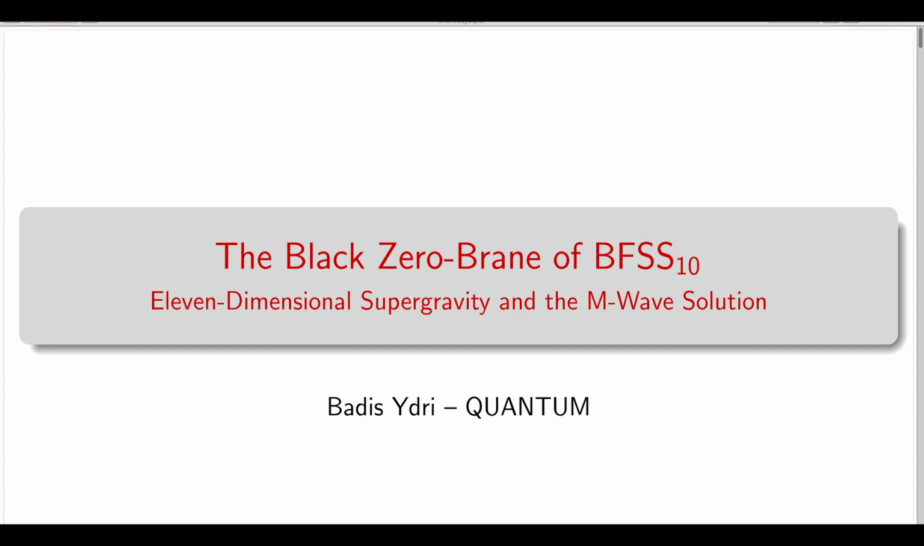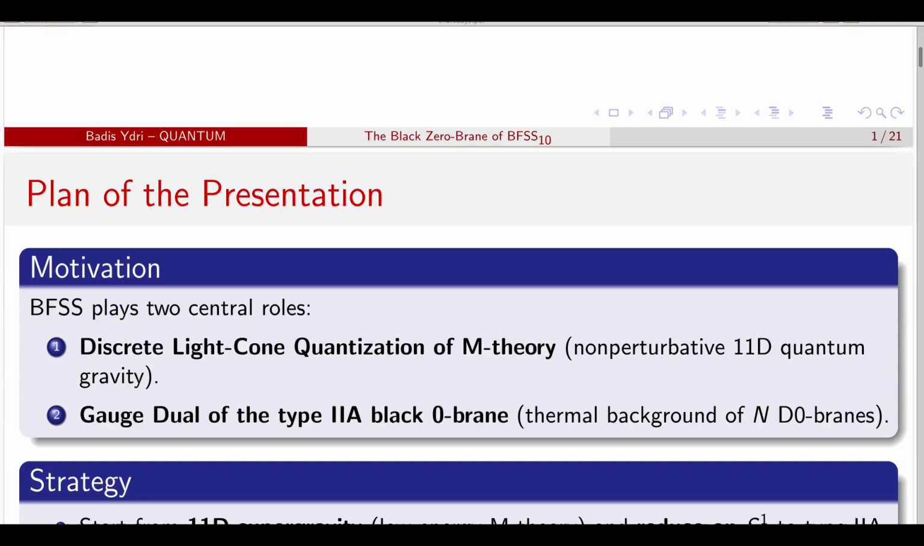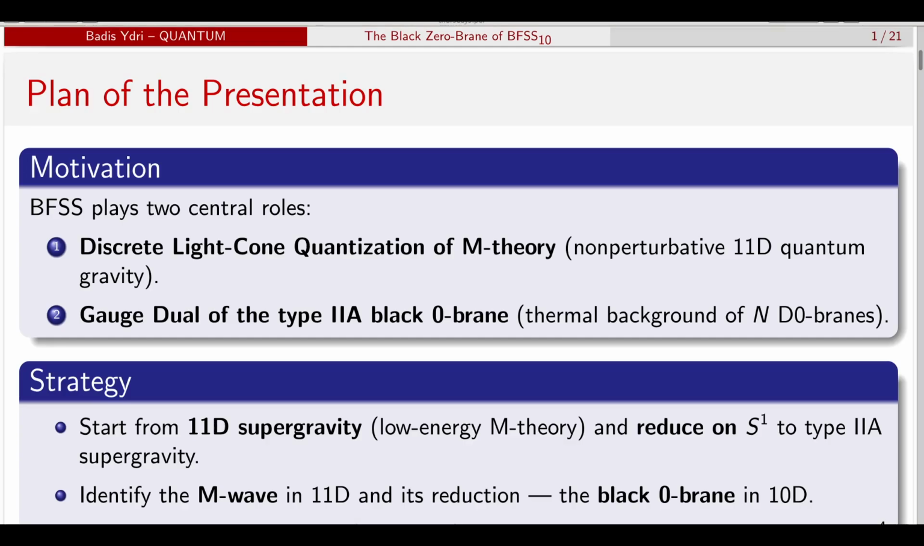At low temperature, the specific heat becomes negative, signaling a thermodynamic instability associated with Hawking evaporation. In the next lecture, we will compute the same thermodynamic quantities directly in the BFSS-10 matrix quantum mechanics using Monte Carlo methods and compare them with the supergravity and M-theory predictions for the black zero-brane.